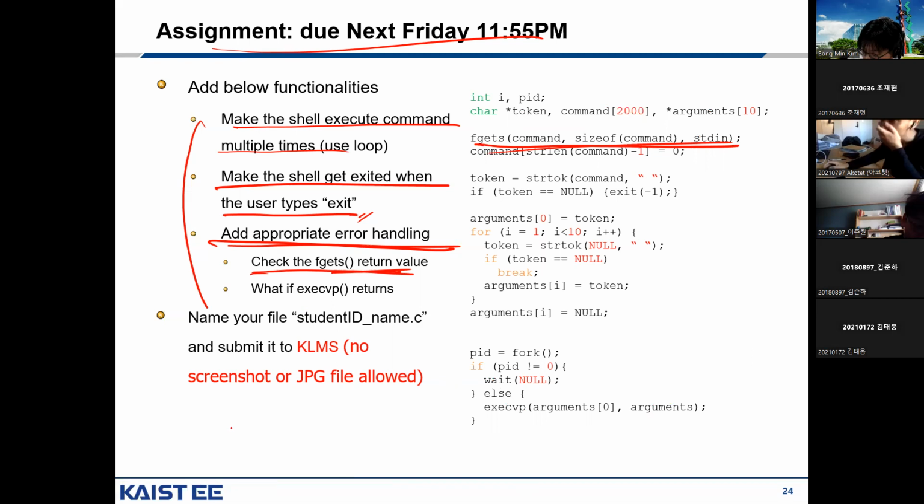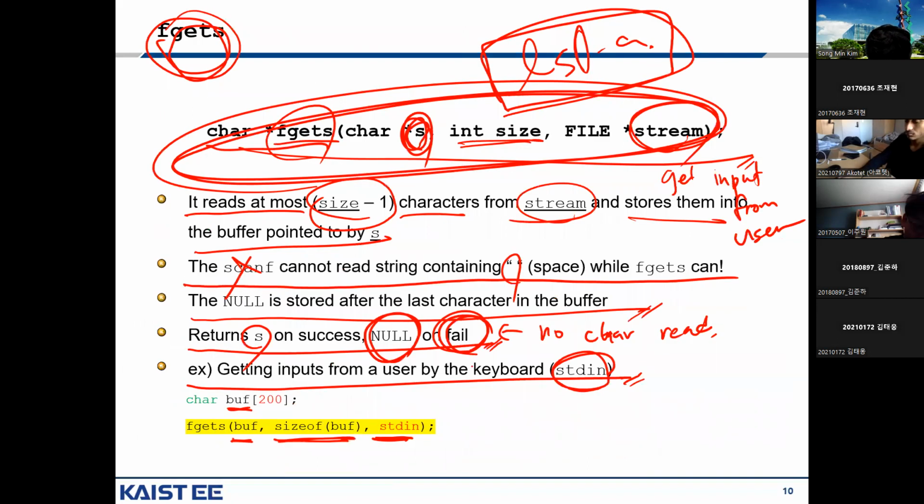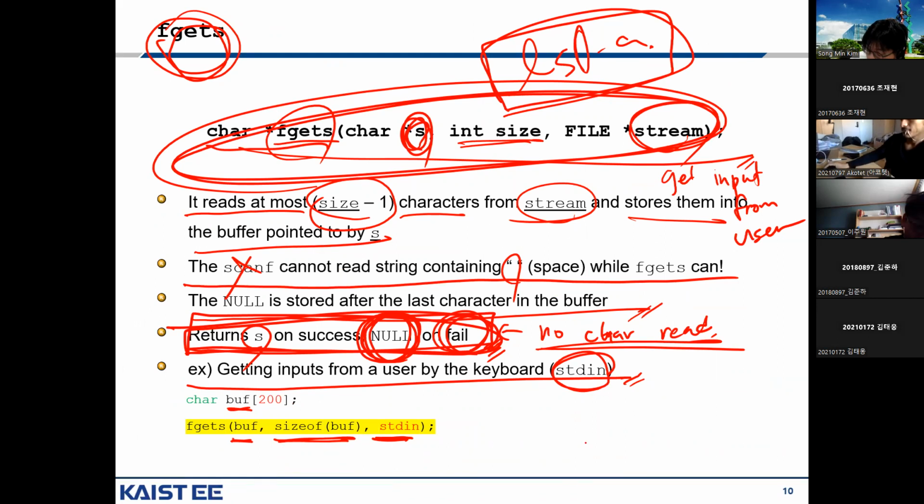So fgets will return, I need to come back here. So it returns NULL when it fails, right? Okay, remember that. So what the homework is saying is that you need to handle the case where NULL is returned, meaning no character has been read.